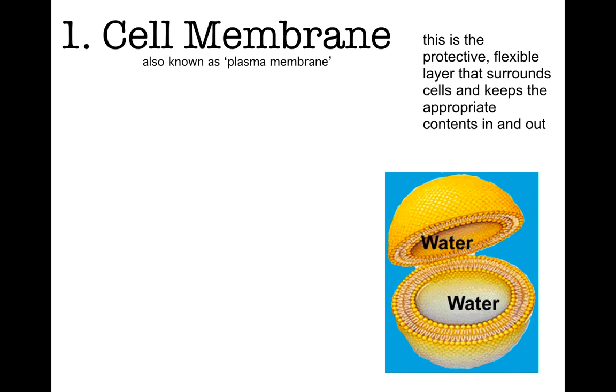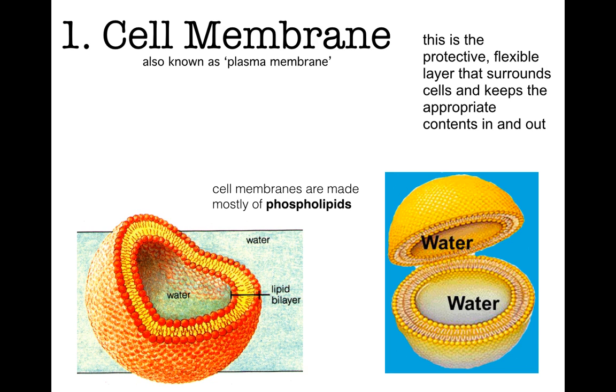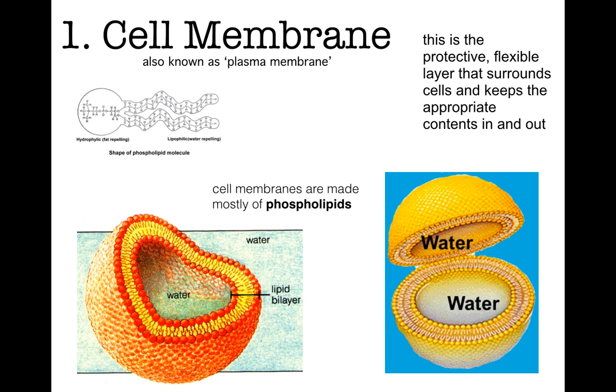This is the protective, flexible layer that surrounds cells and keeps the appropriate contents in and out. Cell membranes are made mostly of phospholipids. These two pictures are cells, and we're looking at a cross-section of the cells, so you can see the phospholipid bilayer. We call it a bilayer because there's two layers of phospholipids. This is a phospholipid, and you can see within the left side of it, that is what we call the phosphate head. And then the tails are made of lipids.